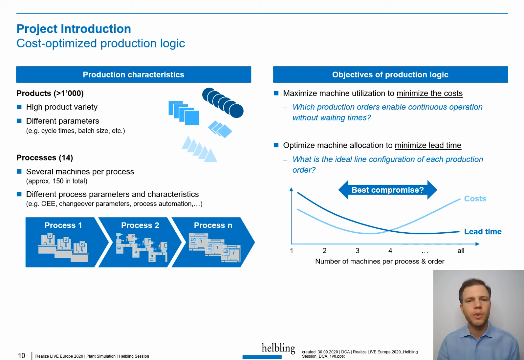Now, what are the objectives of the cost-optimized production logic? On one side, we wanted to maximize the machine utilization to minimize the costs. A key question we asked ourselves was, which production orders enable continuous operation without waiting times? On the other side, we wanted to optimize the machine allocation to minimize the lead time. And here a key question was, what is the ideal line configuration for each production order? So to summarize, we were looking for the logic with the best compromise between these two objectives. And I will come back to this later.